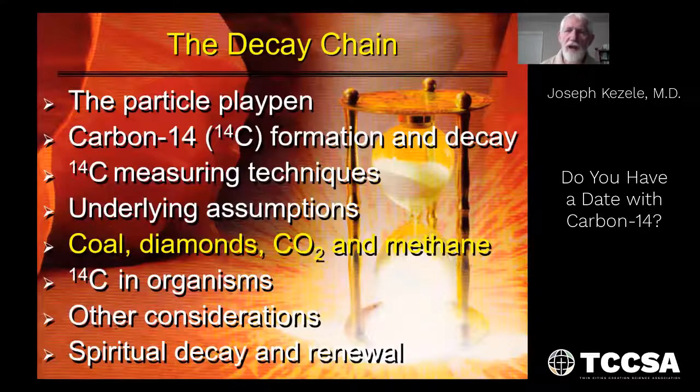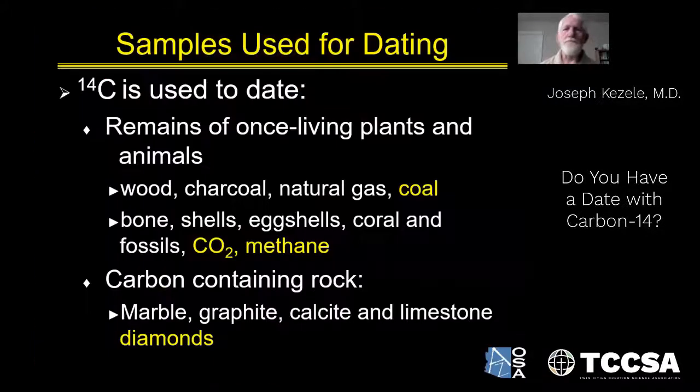Okay, coal, diamonds, carbon dioxide, and methane. Now, most everybody talks about coal and diamonds. I only came across one person who talked about carbon dioxide and methane, and we'll go over that. So, the types of samples we talked about earlier in terms of the preparation. We'll focus on these four: coal, diamonds, carbon dioxide, and methane.